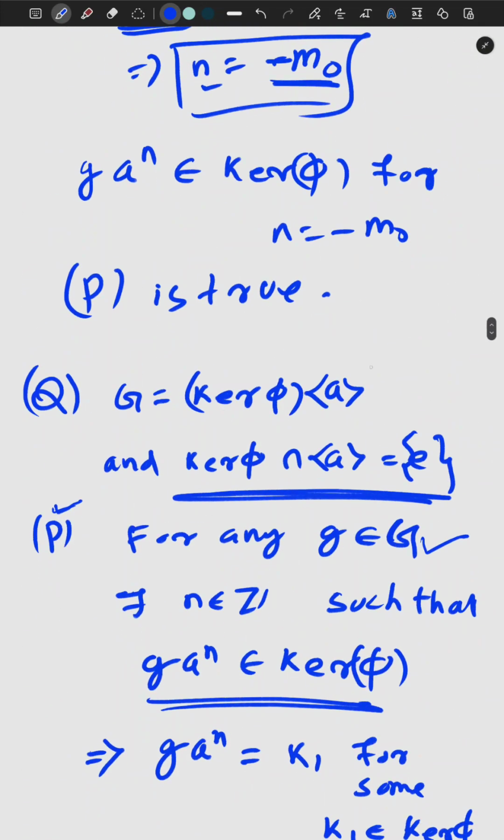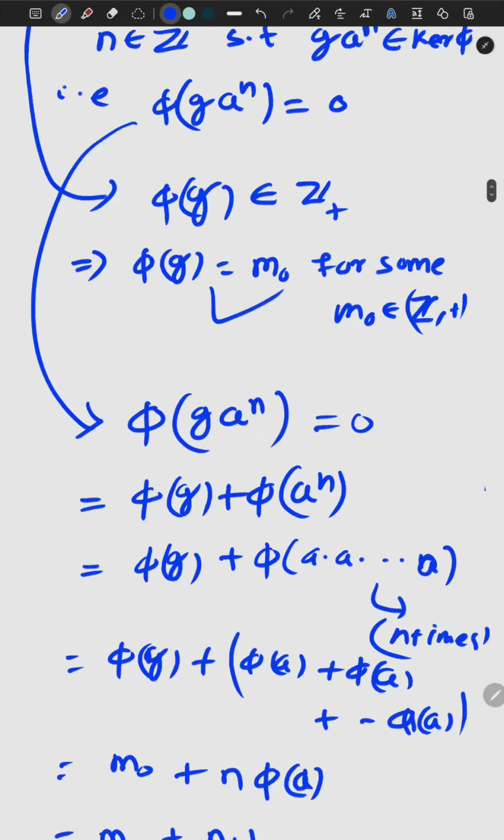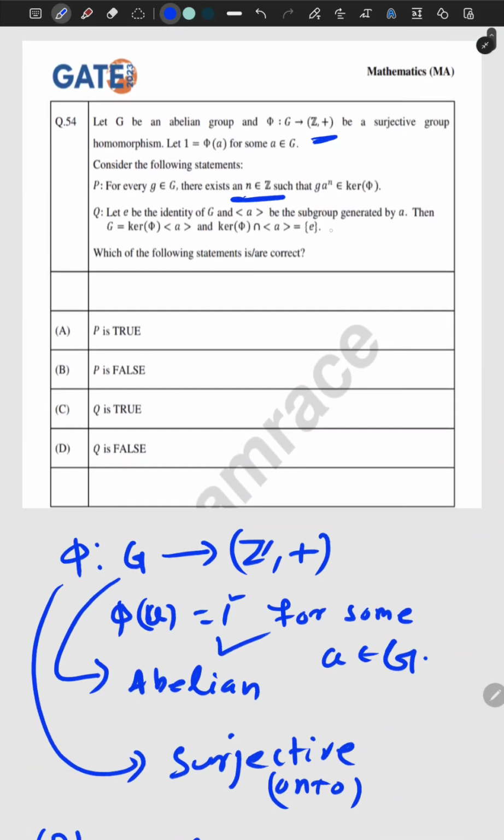This is true and this is true, so statement Q is true. Option A is saying P is true, this is correct. Option B says P is false, this is wrong. Q is true, this is correct, and option D is saying Q is false, this is false. So options A and C are true. I hope that you all understood it very well. Thank you all.